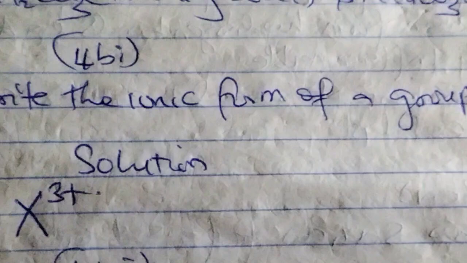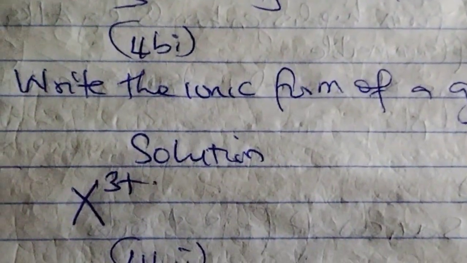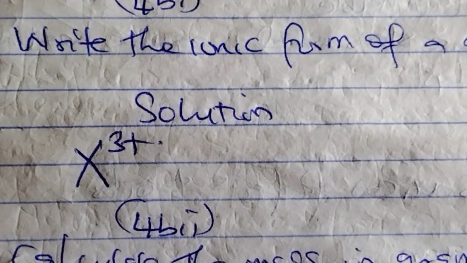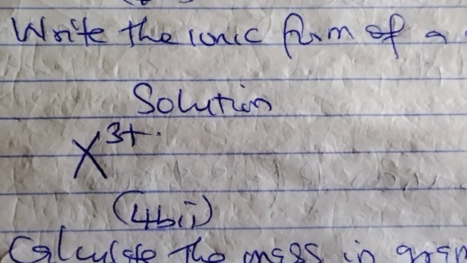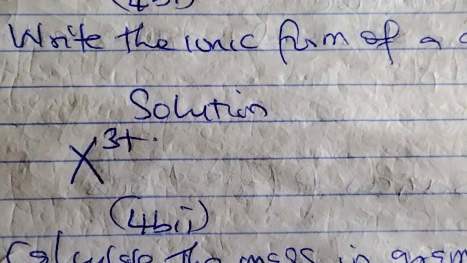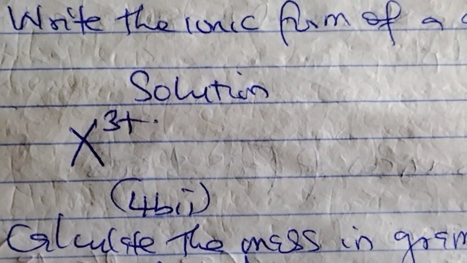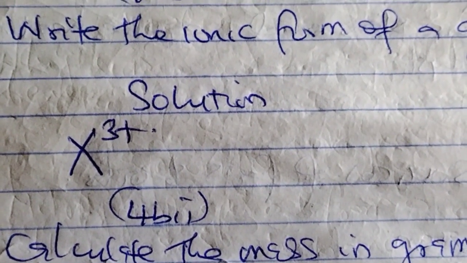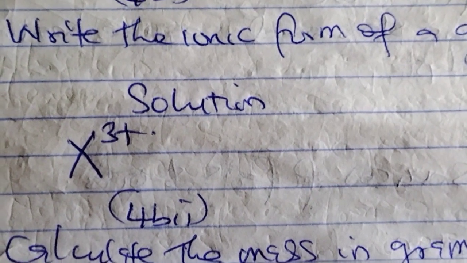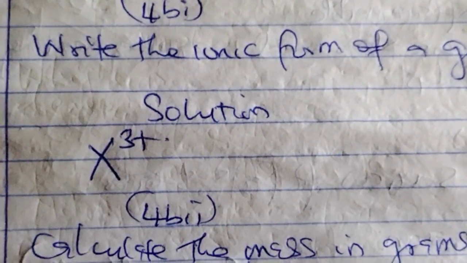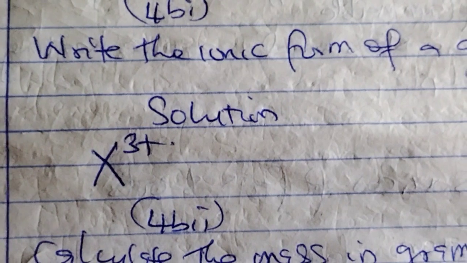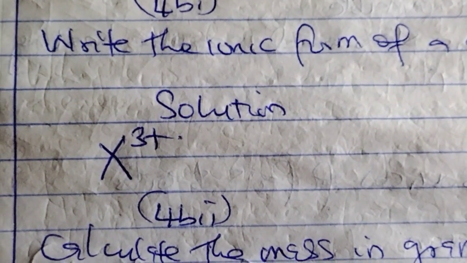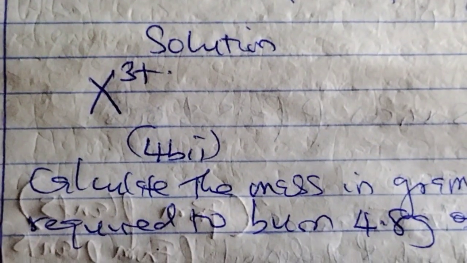Write the ion of a group 3 element. So I need an ion from a group 3 element. Solution, we can say S, and the charge is 3 plus. So that S represents our element. So all group 3 elements have 3 plus as their charge. So that's the way of writing it. So you can use M, then 3 plus, capital M to represent the element. But 3 plus will be there.